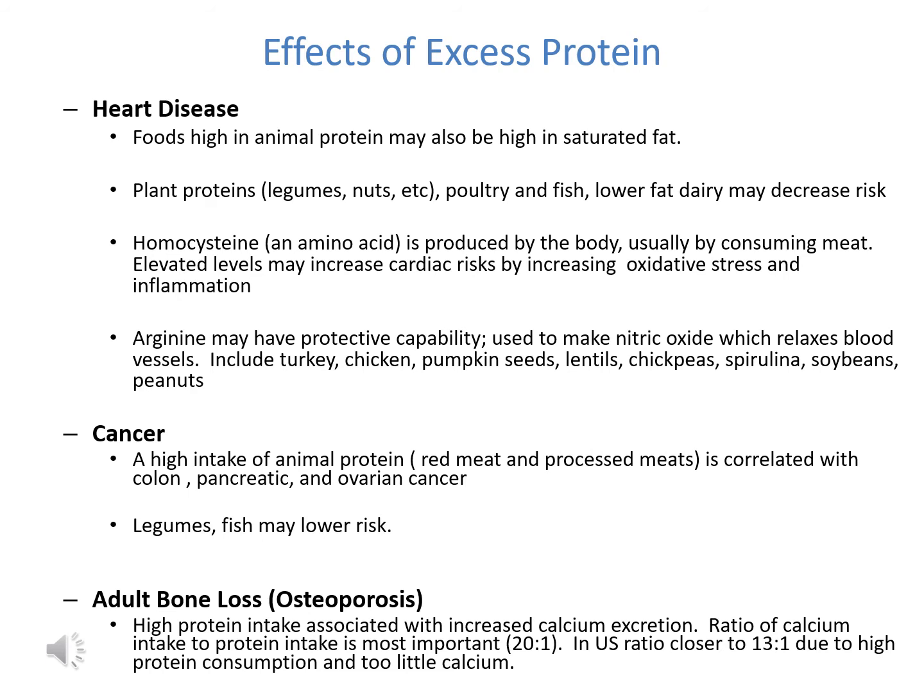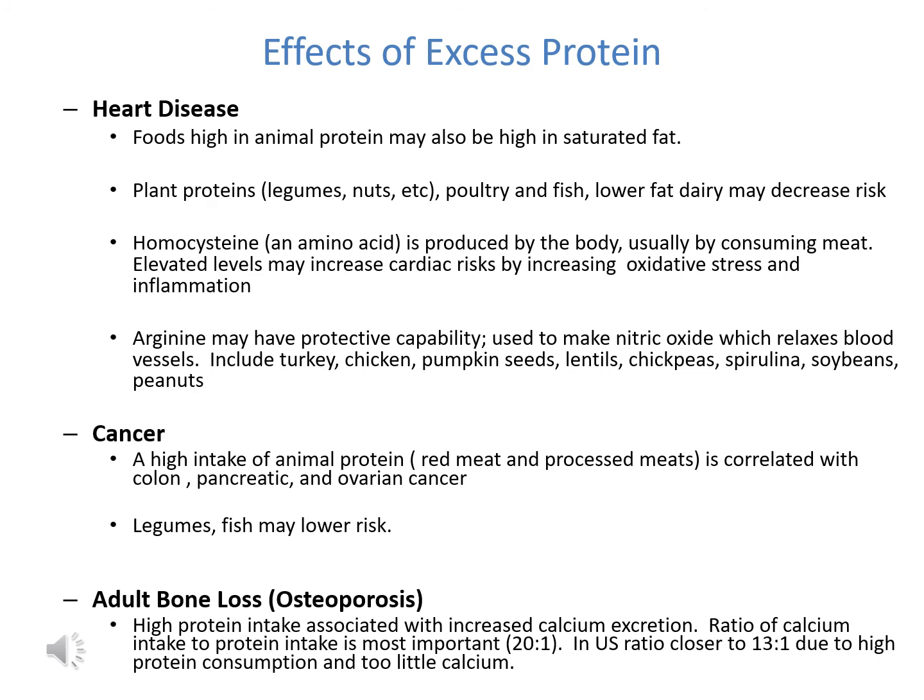In contrast to homocysteine, there's another amino acid, arginine, which may help decrease the risk. This occurs by having the potential to lower blood pressure and decreasing the risk of blood clots. Arginine is found naturally in foods such as turkey, chicken, pumpkin seeds, lentils, chickpeas, among others.